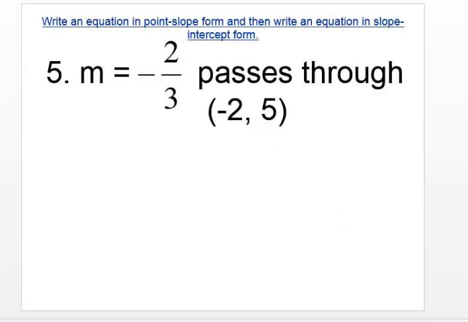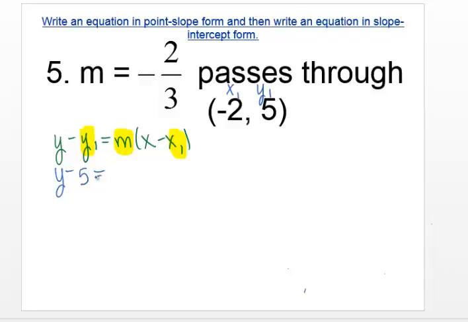In this next type of problem, we're going to write the equation in point slope form, and then we're going to write the equation in slope intercept form. So let's first start with our new format, point slope form, y minus y1 equals m times x minus x1. We're going to plug in numbers for our x1, y1, and our m. Everything else will stay variables. This is our x1, y1, and this is our m. So we're going to plug 5 in for y and -2/3 in for m, and my x value is -2, so I've got a minus -2.